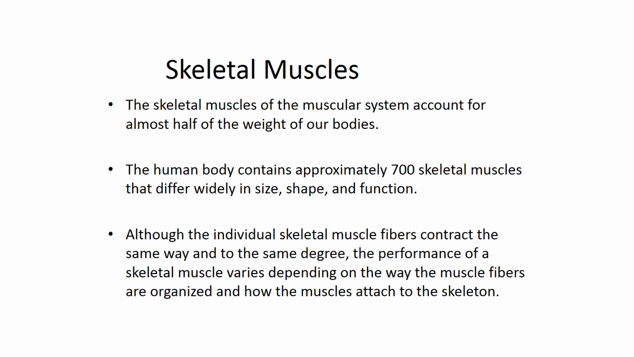Although the individual skeletal muscle fibers contract the same way, which we discussed in Chapter 10, and to the same degree, basically, the performance of a skeletal muscle varies depending on the way the muscle fibers are organized and how the muscles attach to the skeleton.